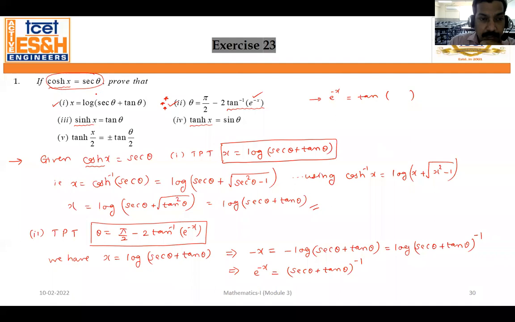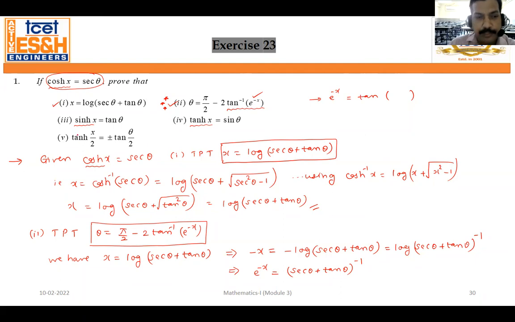So look, the only information given is cos hyperbolic of x is sec theta, that's it, nothing else. And you have been asked to prove x is equal to log of sec theta plus tan theta. Theta is equal to pi by 2 minus 2 tan inverse e raised to minus x. Then sin hyperbolic of x is equal to tan theta. Tan hyperbolic of x is equal to sin theta. And tan hyperbolic of x by 2 is equal to tan of theta by 2. Okay?